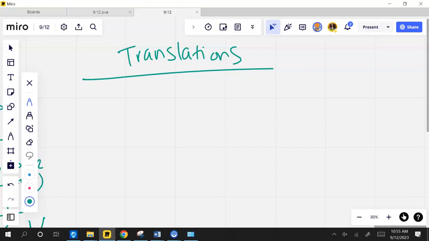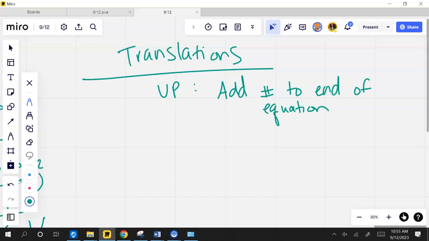All right, so let's look at up. When you want to move a function up, you simply add the number to the end of the equation. So this is f of x plus c. We'll take it up c. What that's saying is just take that whole equation that's there and add it on.